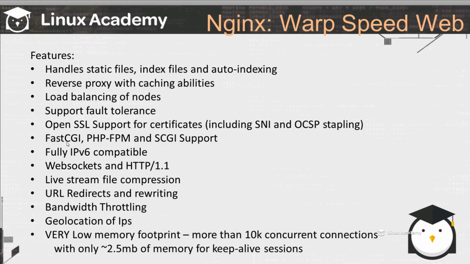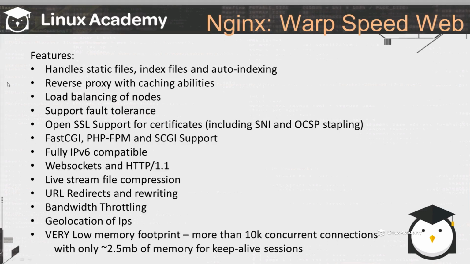It supports fault tolerance, so you can configure multiple nodes in an Nginx web farm to share session state in memory across those web servers, whereas with Apache, you don't have that ability. OpenSSL support for certificates, including SNI and OCSP, which with the recent Heartbleed bug, as well as the OpenSSL problems that have been exposed from a security perspective lately, is important, because that security transport layer is constantly under attack by hackers. So including support for the latest and greatest encryption technologies is important.